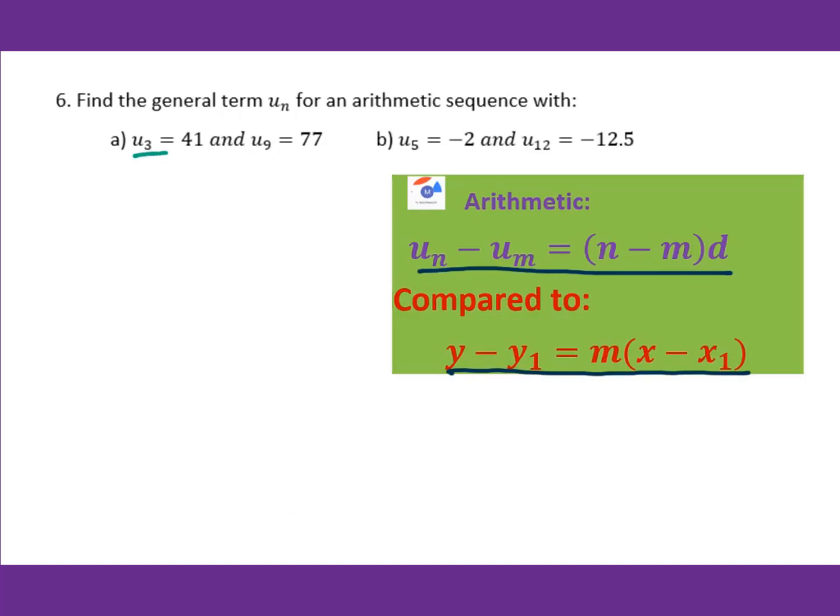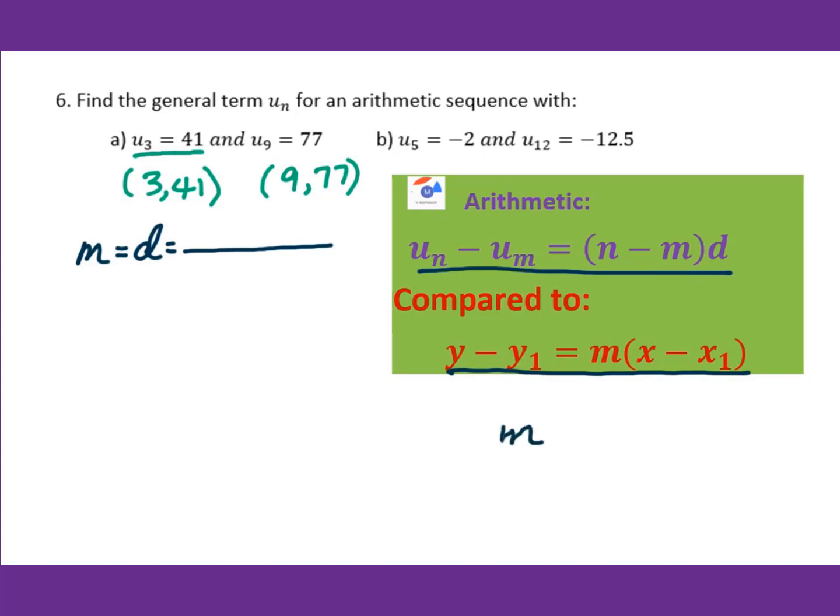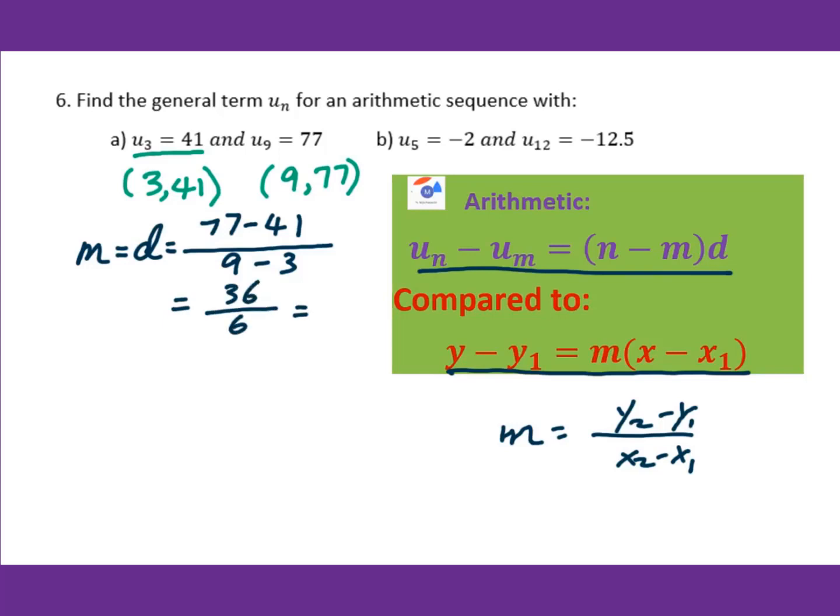Therefore, for u sub 3 equals 41, I can get the coordinate 3, 41. For u sub 9 equals 77, I can get 9, 77. We know the slope, that's d. Using the slope formula, we have y2 minus y1 over x2 minus x1. So we get 77 minus 41 over 9 minus 3. You will get 36 over 6, which equals 6.